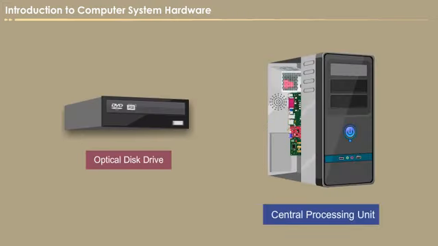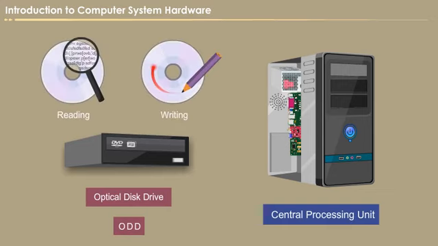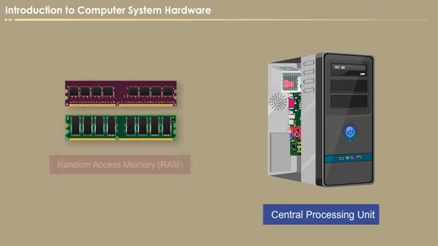Optical disk drive. An optical disk drive, that is ODD, is a disk drive that uses laser light or electromagnetic waves within or near the visible light spectrum as part of the process of reading or writing data to or from optical disks.